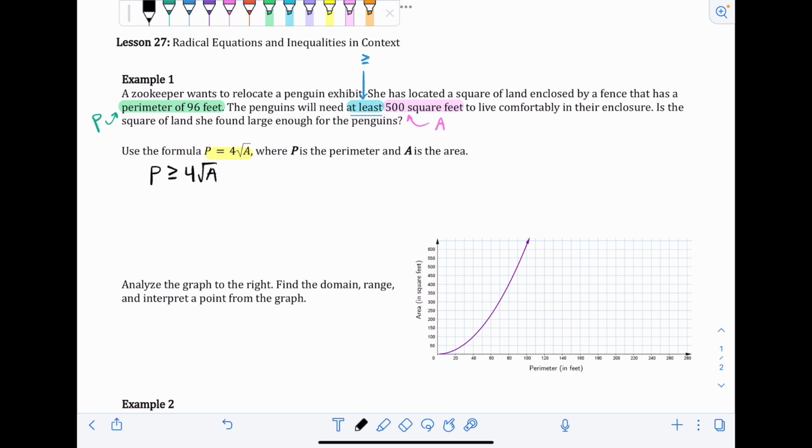So now we have our template for our problem, and I just need to go ahead and put the perimeter in for P and then put the area in for A. And then perimeter is 96 feet is greater than or equal to 4 times the square root of 500.